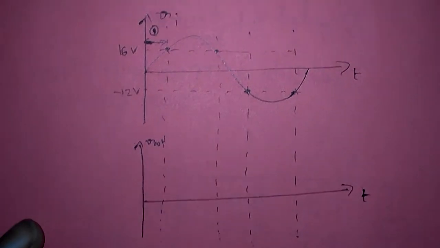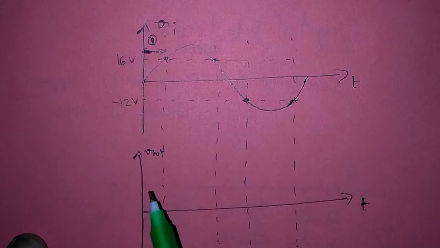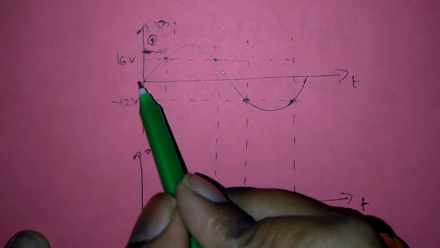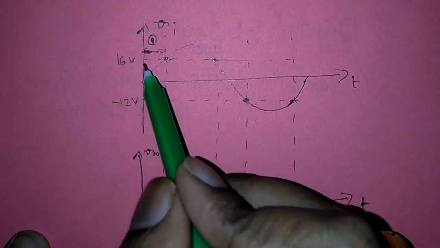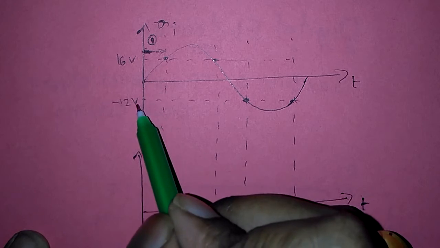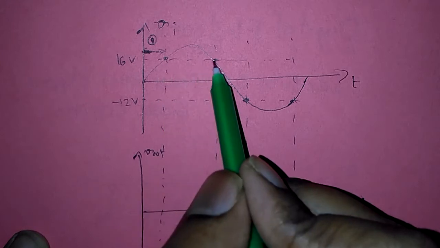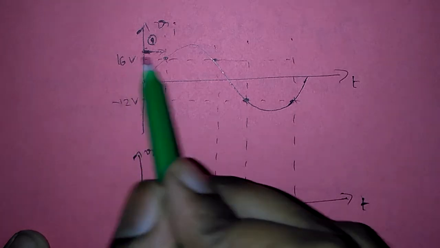So I selected the points at which our input waveform touches the reference voltages like this. For plotting the output waveform, I took the x-axis and y-axis like this. Here there are some cases present in the waveform. From this point to this point, our input waveform lies between 16 volts and minus 12 volts. So I consider it as case 1. Next, from this point to this point, our input voltage exceeds both minus 12 volts and 16 volts.